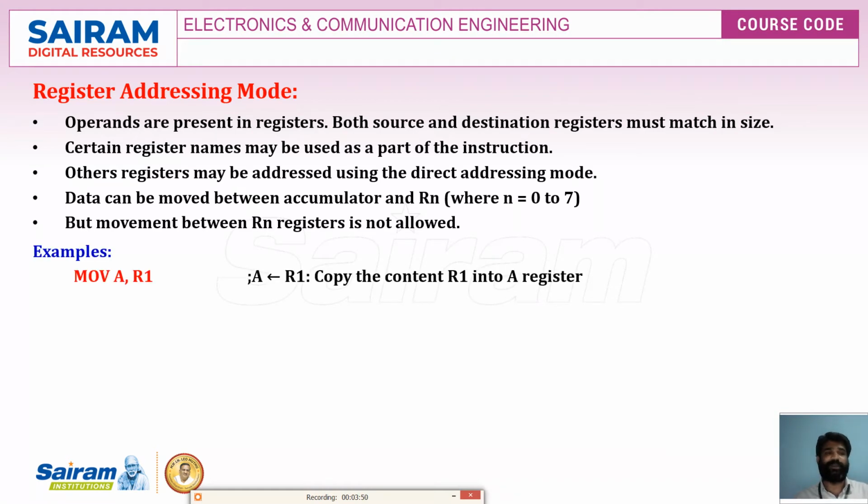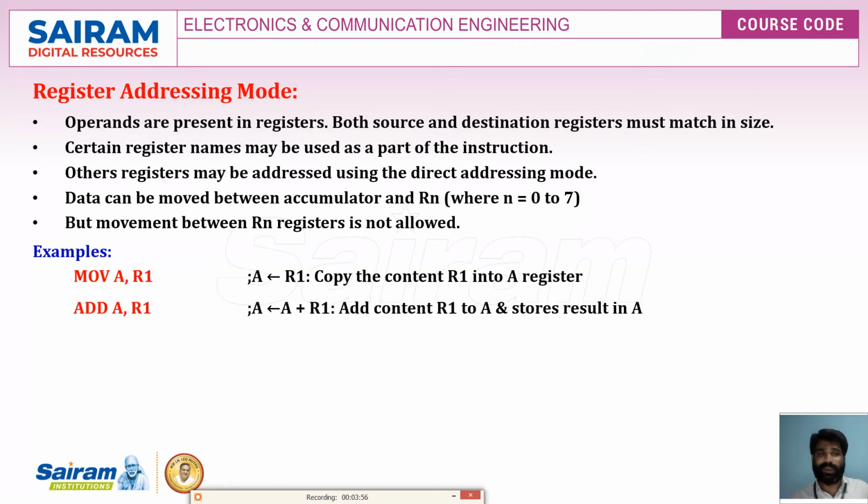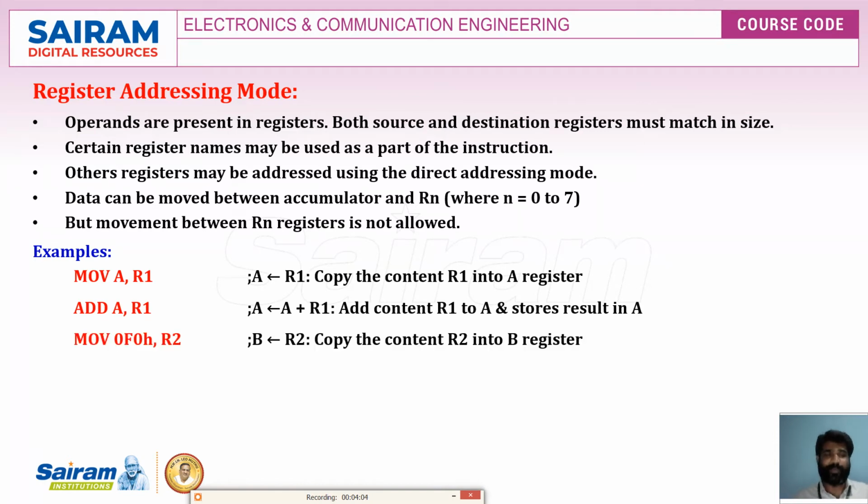Let's see an example. MOV A, R1. Content of R1 will be copied to register A. And ADD A, R1: content of R1 is added to content of A, and the result will be stored in A. And here we specified the register by address. The destination 0F0h is the address of the B register, comma R2 means content of R2 will be copied to the B register.